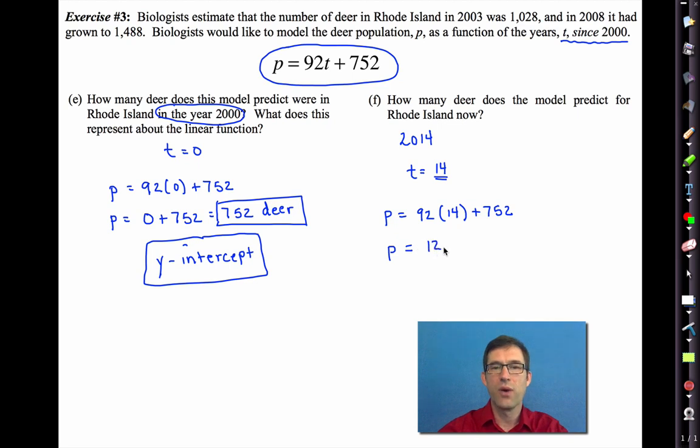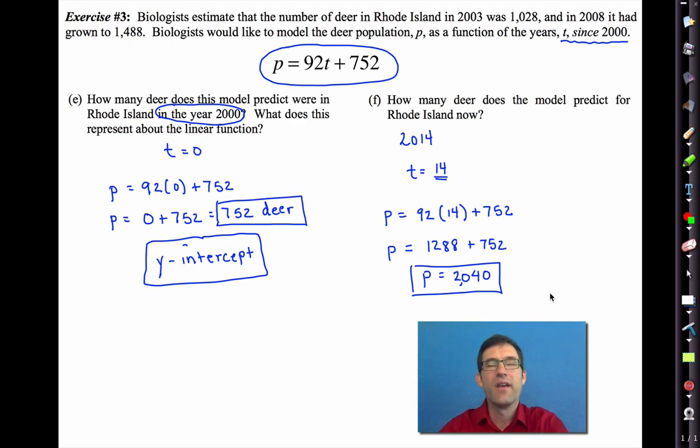That's going to be 1288 plus 752. And that gives me the population of deer at 2040. All right. So whether or not the linear model is good would all depend on whether or not there's actually 2,040 deer in Rhode Island right now.